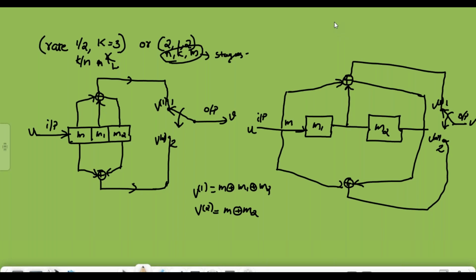Please respond through the chat box, yes or no. Have you got the convention used, rate and constraint length, or n-k-m, small letter n, small letter k, and m? This m indicates the number of stages in the shift register. All of you, please respond through the chat box, yes or no. Go through the question papers. You can see such questions.